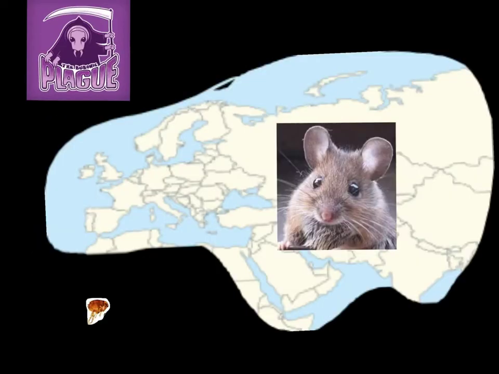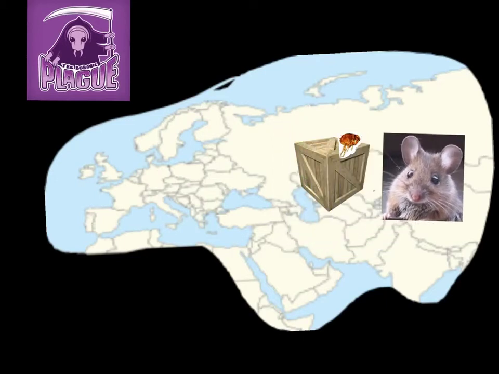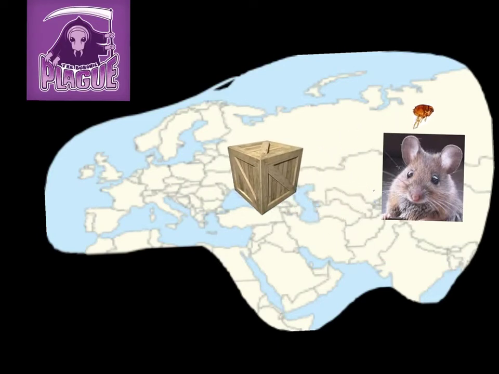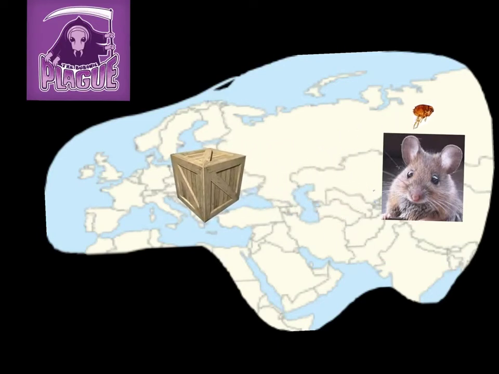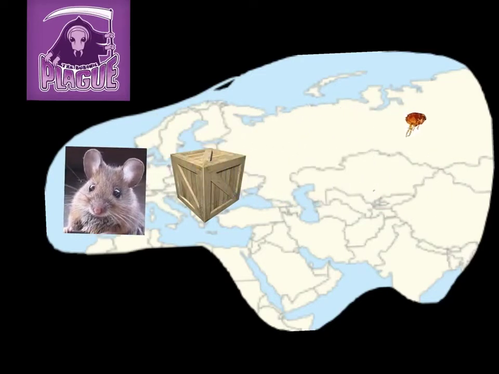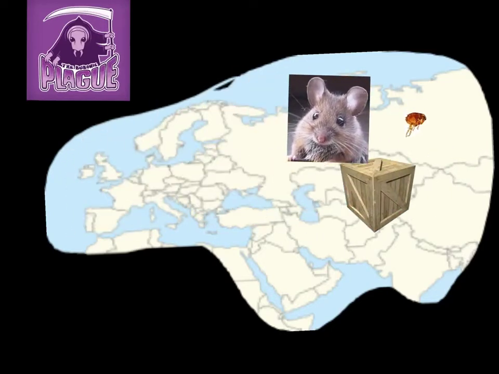The disease started with a flea who jumped onto the back of a mouse, and then the flea spread the disease to the mouse, who in turn got on board a crate, and that crate started in Central Asia, and through trade made it to Europe. Then the mouse got off the crate carrying disease, and by doing so started to spread the disease throughout Europe.